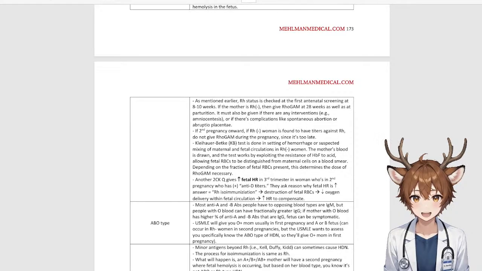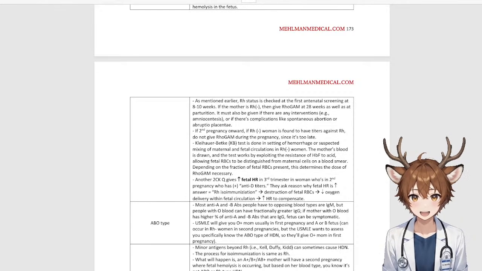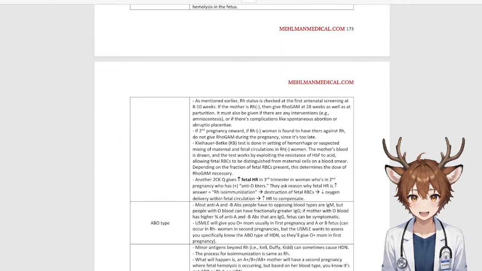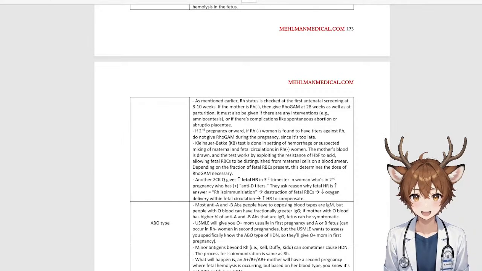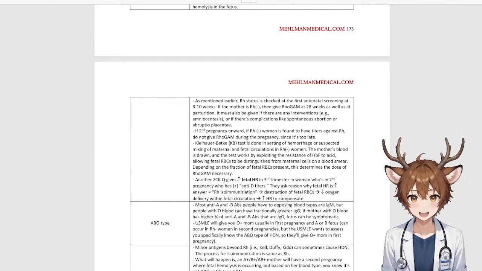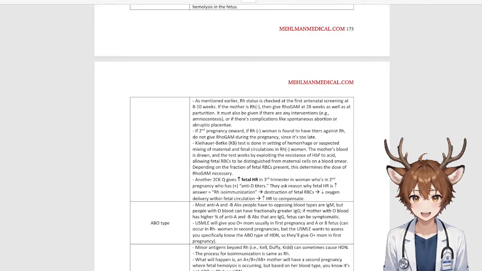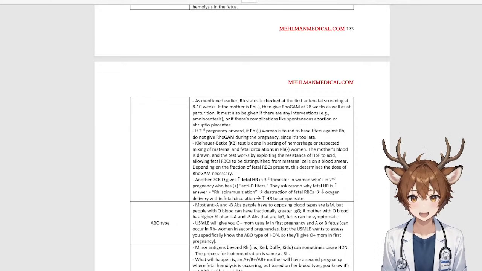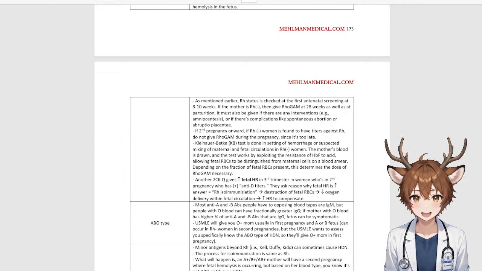The Kleihauer-Betke (KB) test is done in the setting of hemorrhage or suspected mixing of maternal and fetal circulation in Rh negative women. The mother's blood is drawn, and the test works by exploiting the resistance of HbF, fetal hemoglobin, to acid, allowing fetal RBCs to be distinguished from the maternal cells in a blood smear. Depending on the fraction of fetal RBCs present, this determines the dose of RhoGAM necessary.